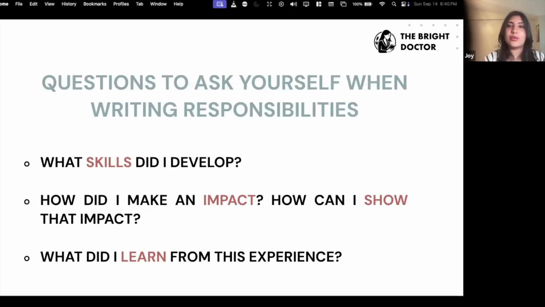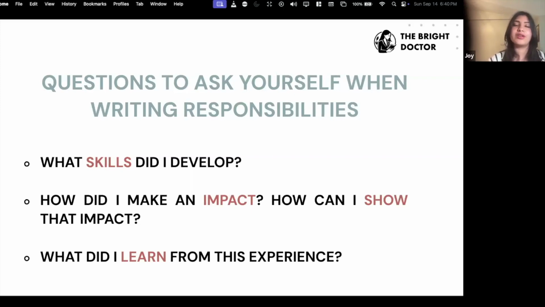Okay, so when you are thinking of the ABS and the responsibilities that you're supposed to be talking about, there's a few questions that Ram and I came up with that helped us both. So first is thinking of what skills did you actually develop in this role? It's okay if in the beginning you think of the more basic ones, like you were better at communication, teamwork, leadership, etc.